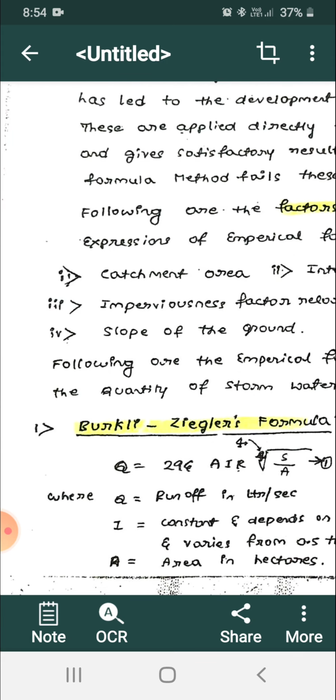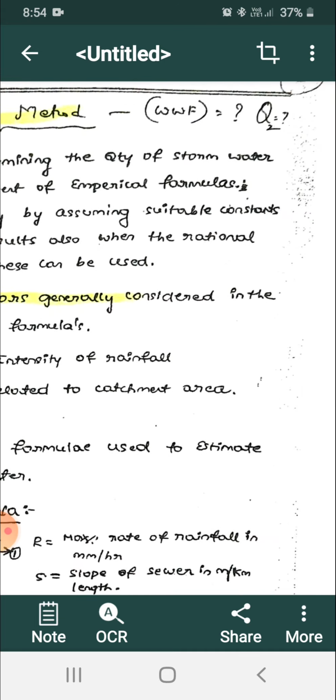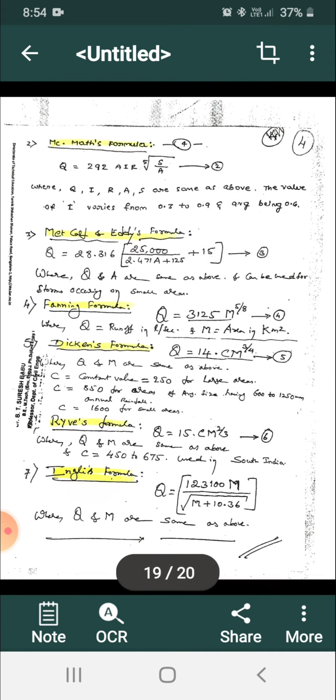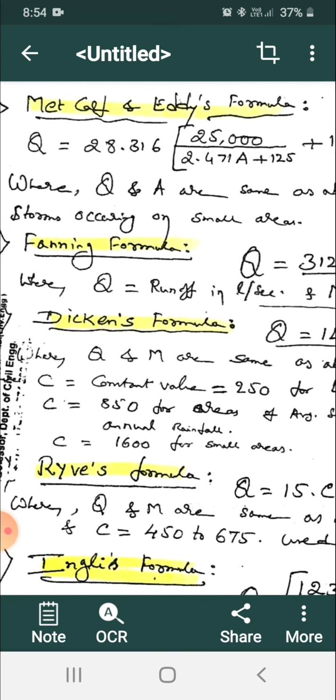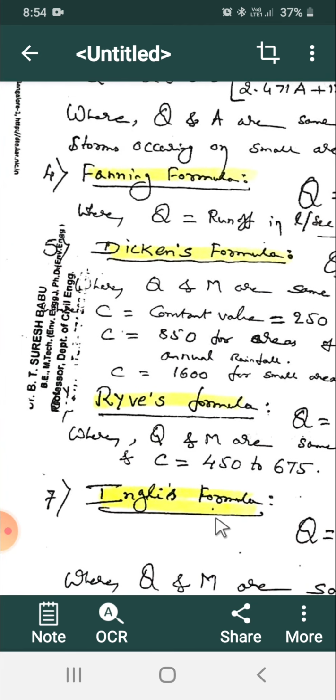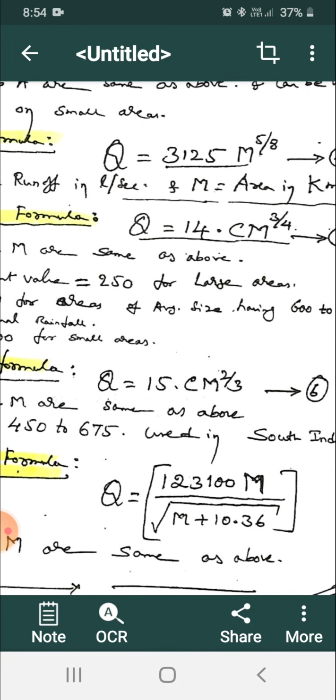Okay, directly they are going to ask for the equations, how to write this Berkeley-Ziegler's formula. See, the others here are Math's formula, Metcalfe and Eddy formula, Fanning formula, Dickens formula, Rice formula and English formula. So totally 7 types of equations you have to study in this case. Learn all these by heart and remember these equations, not only to solve problems, but also because they are asked as questions.